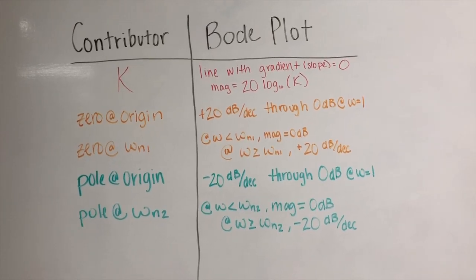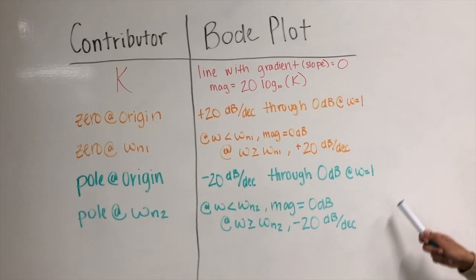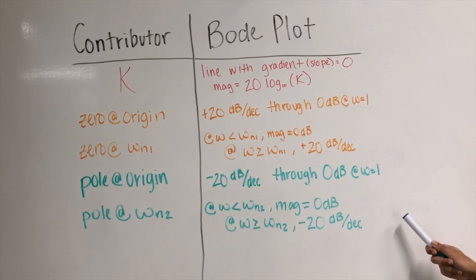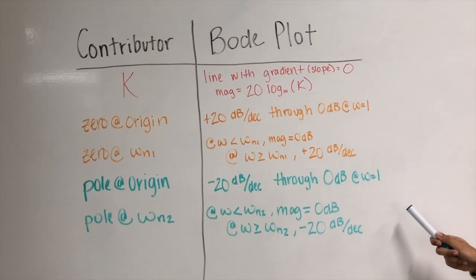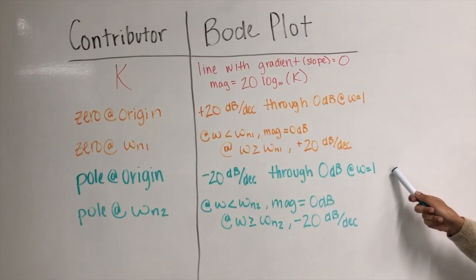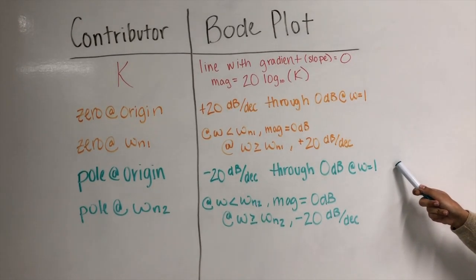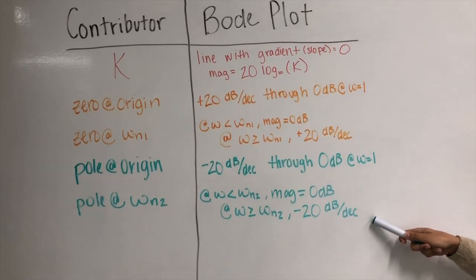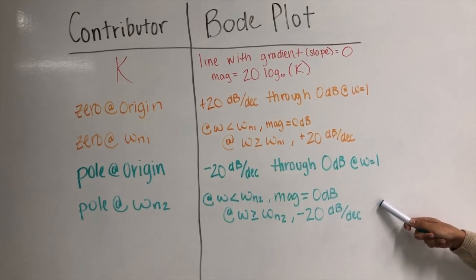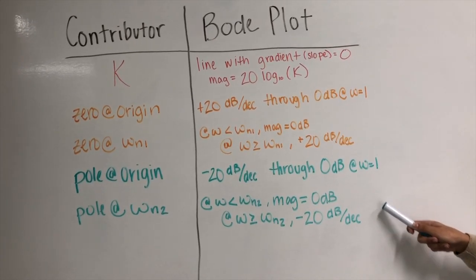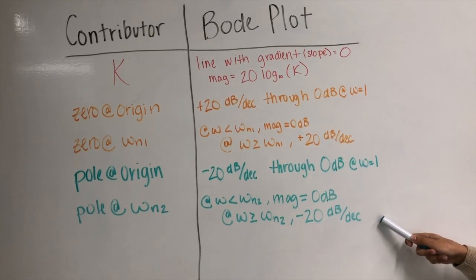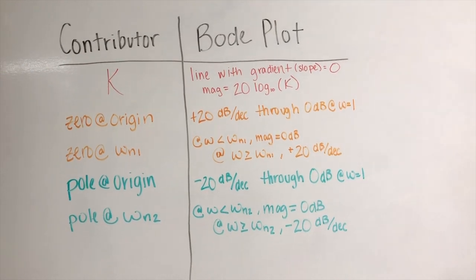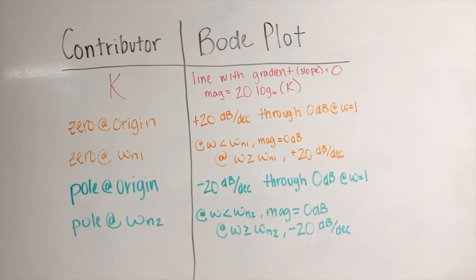We also have two different types of poles, the pole at the origin and the pole at frequency WN2. Poles and zeros are very similar. The only difference is that poles will always have a negative gradient. So the pole at the origin will have a gradient of negative 20 decibels per decade and will pass through the point 0 decibels at a frequency of 1. For the pole at WN2, if the frequency is less than WN2, it would have a magnitude and a gradient of 0. But if it's more or equal to WN2, it will have a gradient of negative 20 decibels per decade. Now, if you can't visualize what the Bode plot looks like just from using this table, I completely understand.